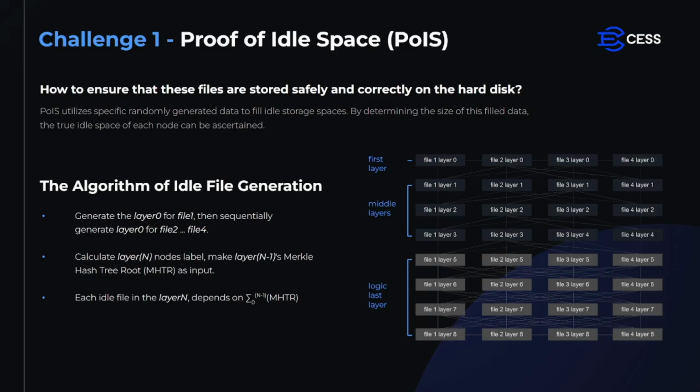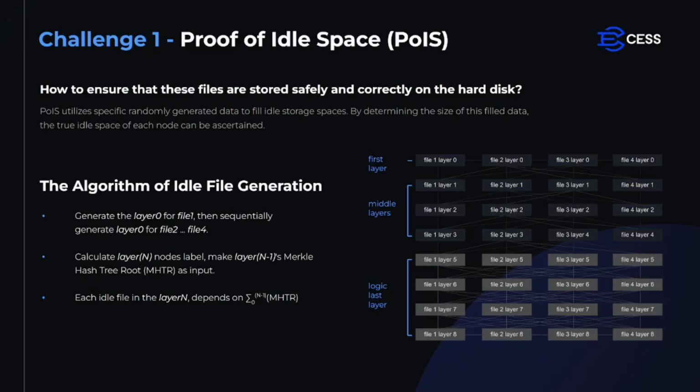Essentially, POIS provides a way to verify that storage nodes are not falsely reporting unused space and are instead correctly managing their idle capacity. The algorithm for generating idle files under the POIS involves several steps. Generate layer 0 for file 1, followed by generating layer 0 for subsequent files, such as file 2, file 3, and so forth. Each layer represents a level of data granularity and integrity.